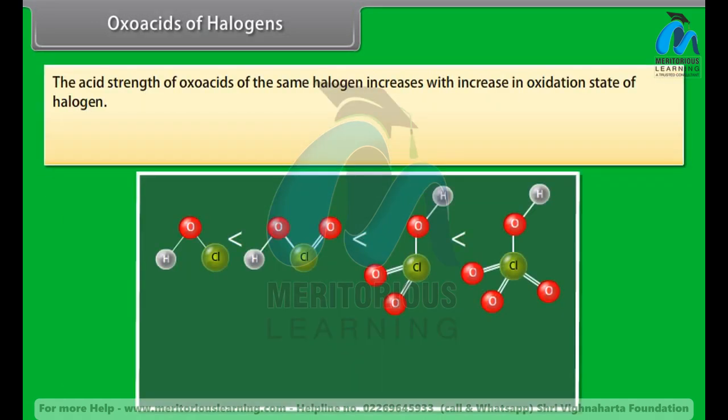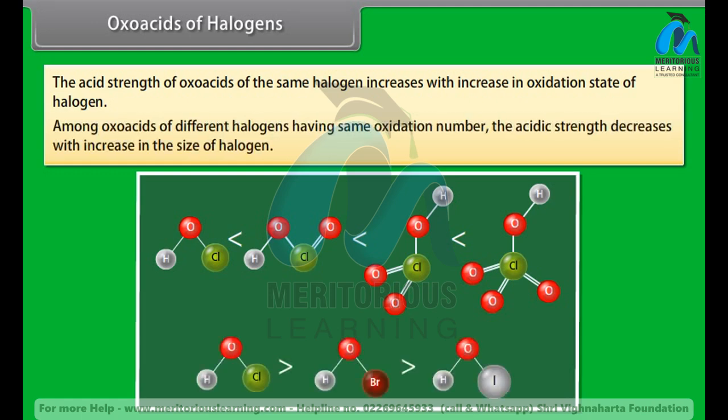The acid strength of oxoacids of the same halogen increases with increase in oxidation state of halogen. For example, the acid strength of different oxoacids of chlorine is in the order HOCl < HClO2 < HClO3 < HClO4. Among oxoacids of different halogens having the same oxidation number, the acidic strength decreases with increase in the size of halogen. For example, acidic character of the hypohalous acid series is in the order HOCl > HOBr > HOI. Greater the size of halogen atom, lesser will be its electronegativity, and hence lesser will be the acid strength of the acid.